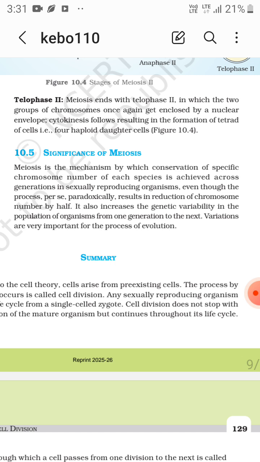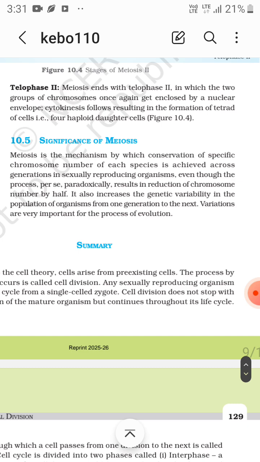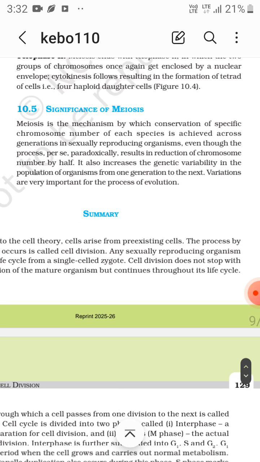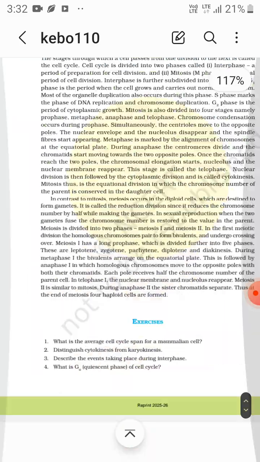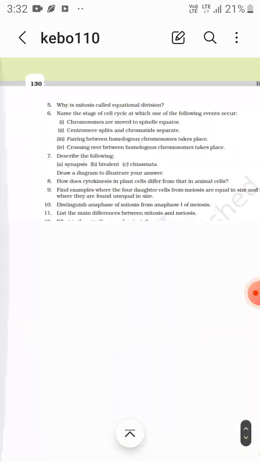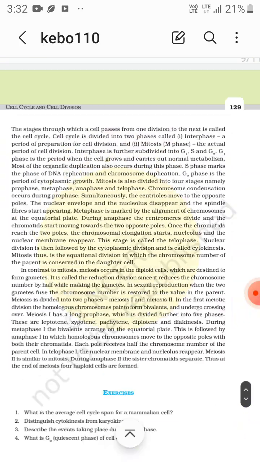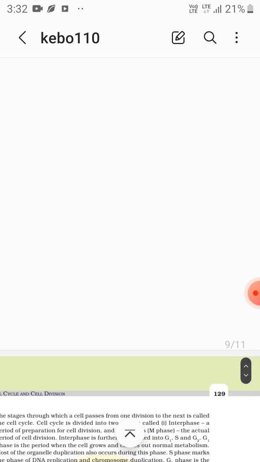Even though the process per se paradoxically results in the reduction of chromosome number by half, it also increases the genetic variability in the population of organisms from one generation to the next. Variations are also important for evolution. Variations are the key part of evolution. If there is variation, there is evolution. Now this is your chapter, and there is a summary. You are done.